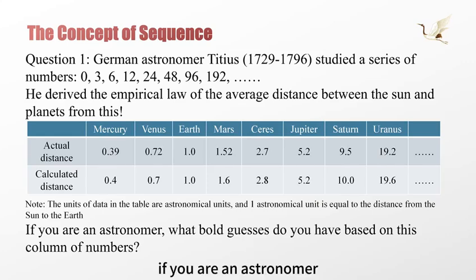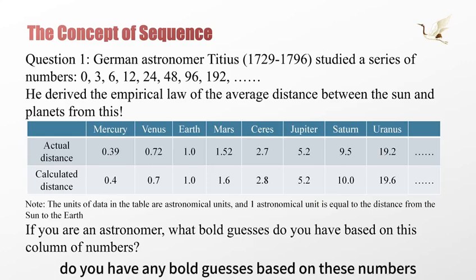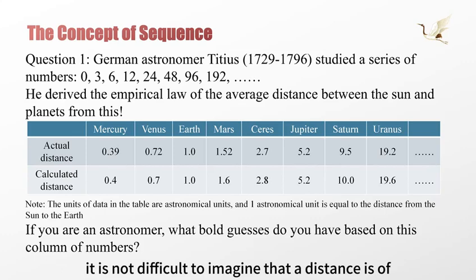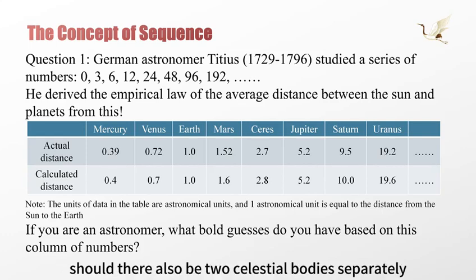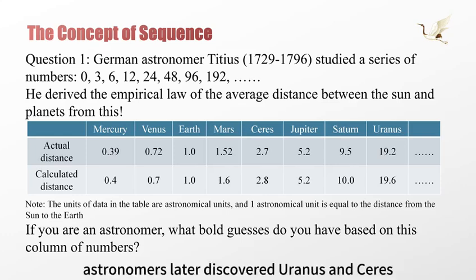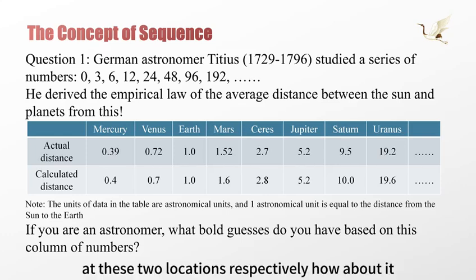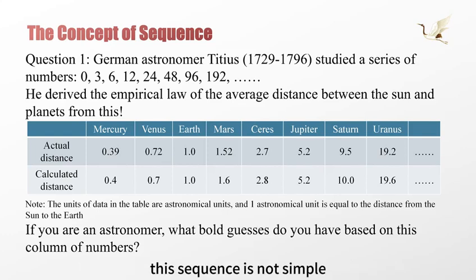If you are an astronomer, do you have any bold guesses based on these numbers? It is not difficult to imagine that at distances of 19.6 astronomical units and 2.8 astronomical units from the Sun, there should also be two celestial bodies separately. Sure enough, astronomers later discovered Uranus and Ceres at these two locations respectively. How about it? This sequence is not simple, is it?